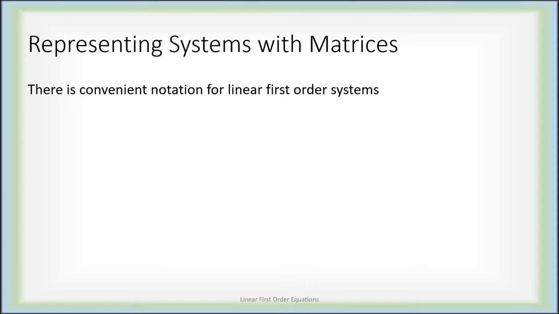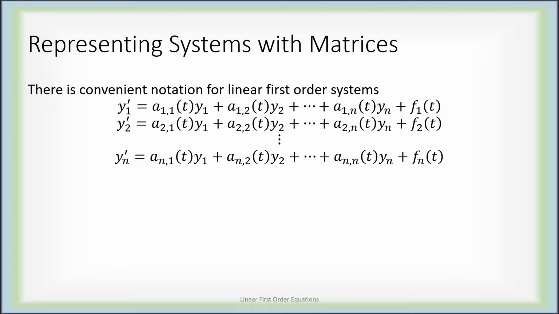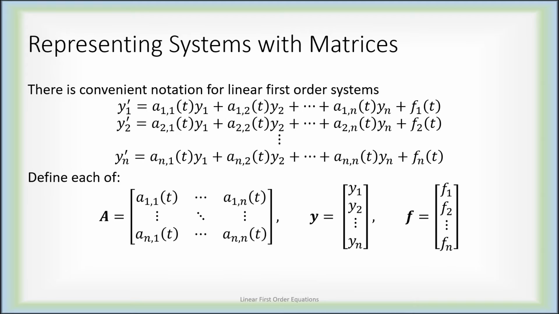Now, for first-order linear systems of equations, there's a very convenient way to represent them with matrices. So suppose you have the following first-order linear system of equations, same notation that we had a few slides ago. Define each of the following. Take your coefficient functions a11 through ann and turn them into an n by n matrix. Take your functions y1 through yn and turn them into an n by 1 column. Take your forcing functions f1 through fn and turn them into an n by 1 column.